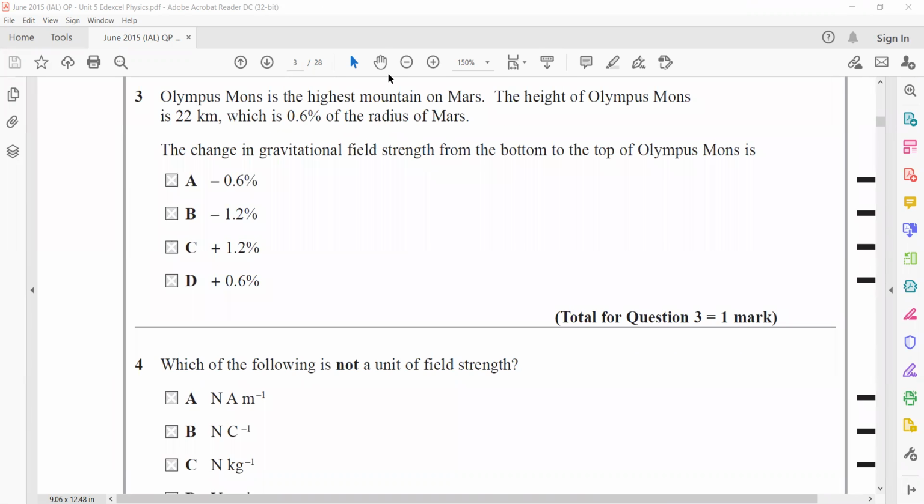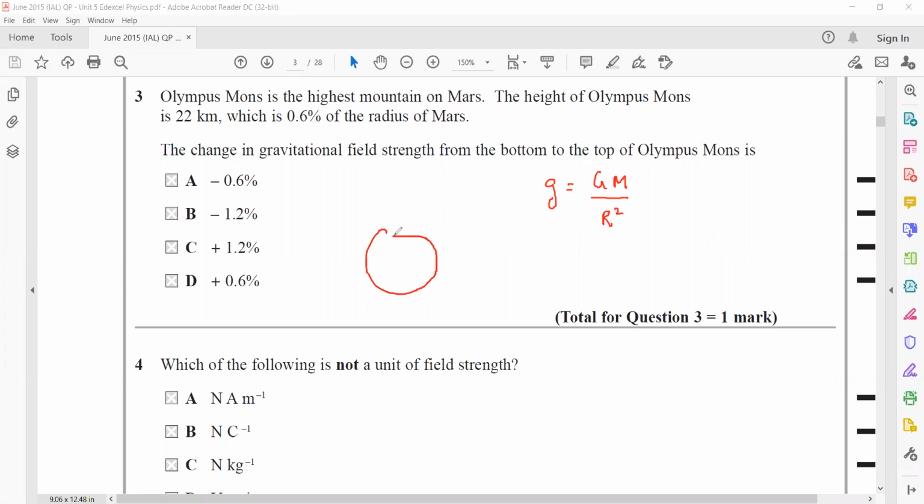Olympus Mons is the highest mountain on Mars. The height of Olympus Mons is 22 km, which is about 0.6% of the radius of Mars. What is the change in the gravitational strength from bottom to top? The formula which relates the gravitational field strength with distance is g equals GM divided by R squared.